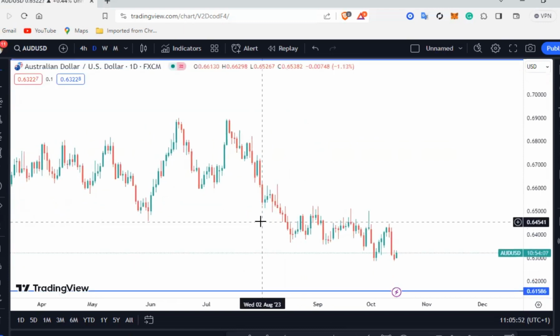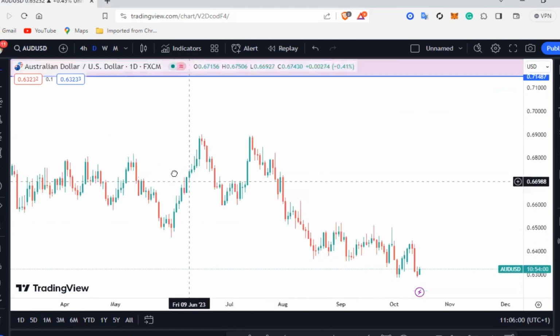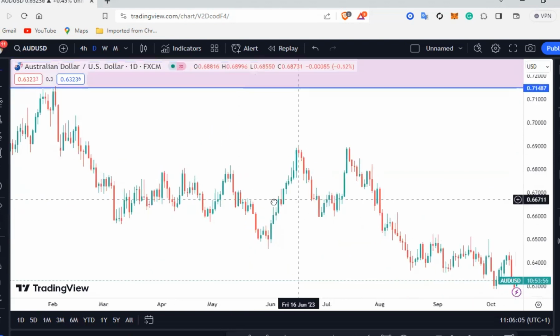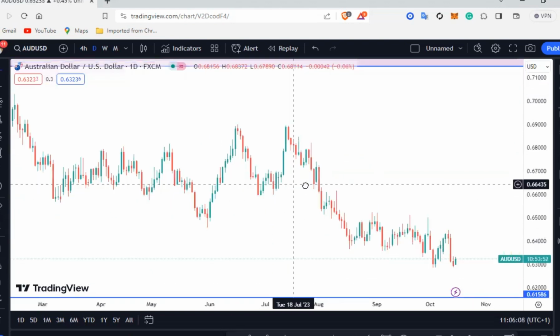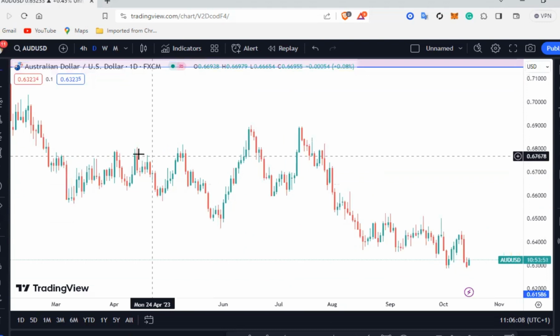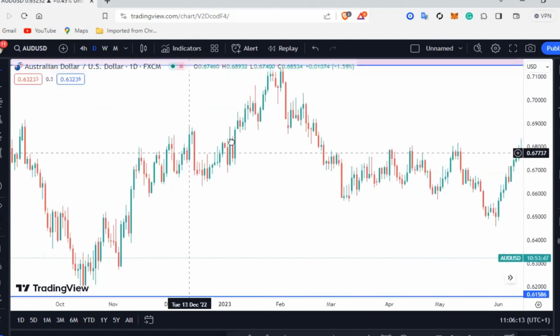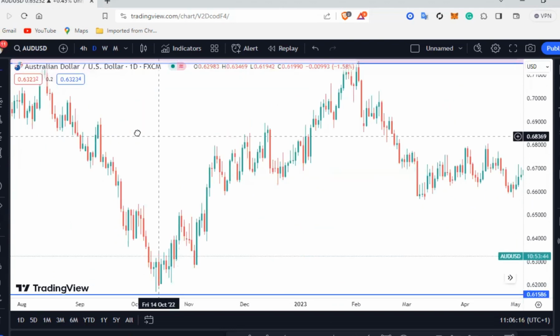This is a Japanese candlestick chart. I want to show you how it looks on the Renko chart, and I'll show you how to analyze with it so that you can make some profit if you choose to use it. This same chart has played out for the past 1 year plus 3 to 4 months. Let me show you how it looks on the Renko chart.